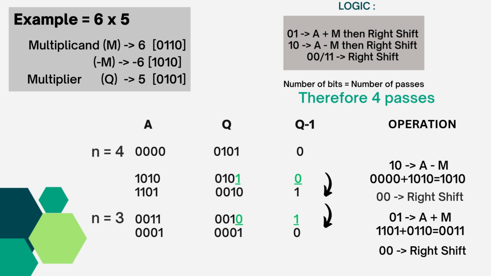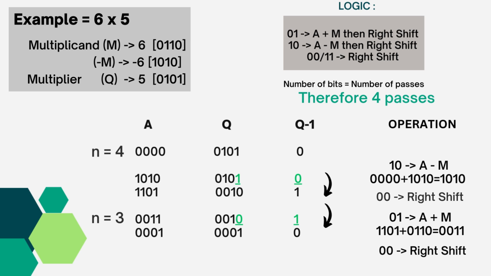The number of bits is equal to the number of passes, so we have 4 bits, therefore the number of passes will be 4. In the first pass, we initialize the accumulator A with 0 and also q minus 1 with 0. Now the least significant bit of q is 1, and q minus 1 is 0.